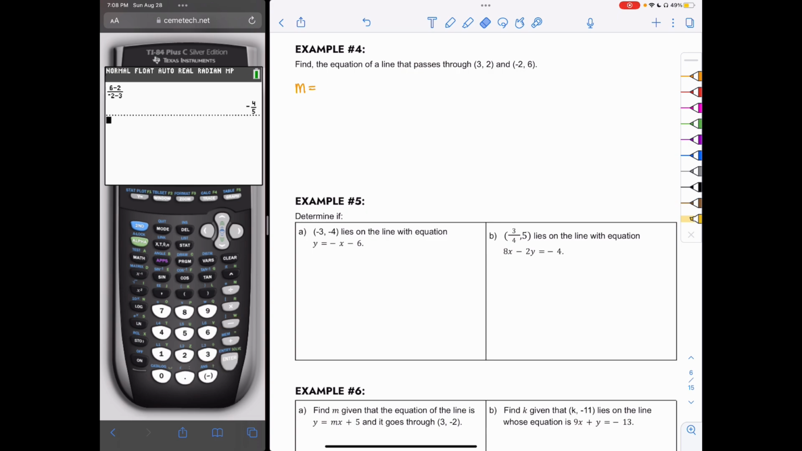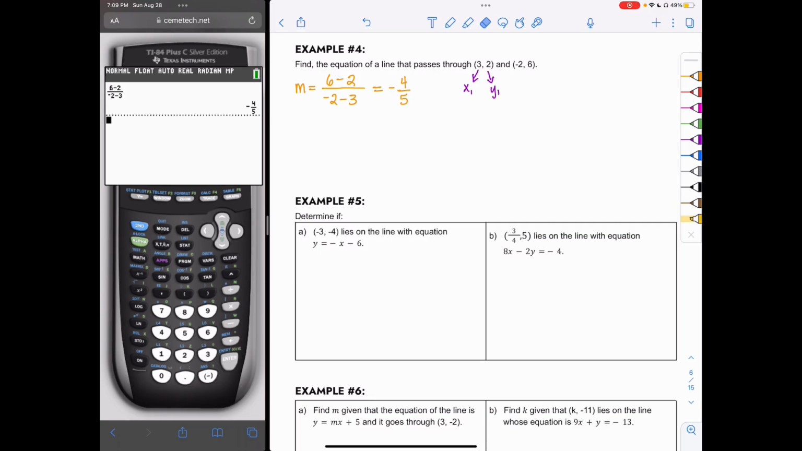So I will end up getting negative 4/5 as my slope. Now that I have my slope, I can use the slope in one of the points. It doesn't matter which one you use. I'm going to use (3, 2), and that's going to be my x1 and my y1.